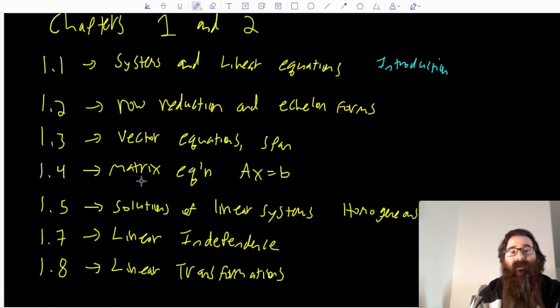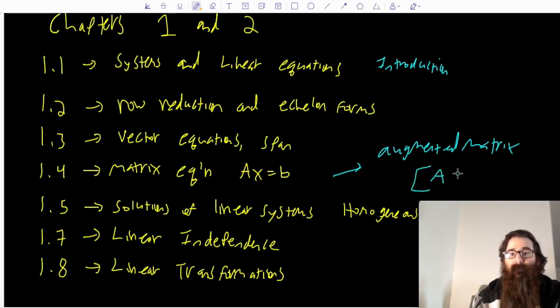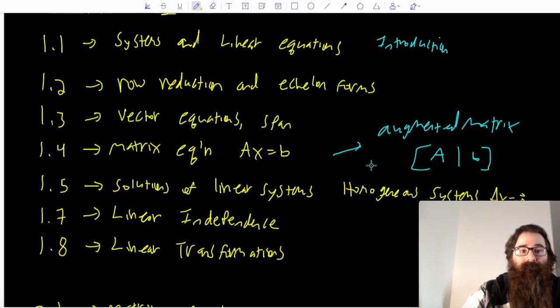In 1.4, we started really getting interested in solving, right? We have the matrix equation AX equals B, talking about solving using an augmented matrix system. Taking A as the coefficient matrix and then augmenting with vector B, using row reduction to solve, trying to keep in mind when we can solve, when we can't solve.